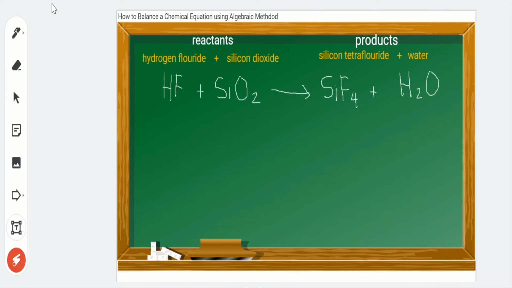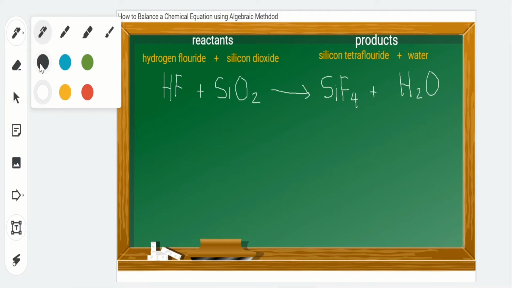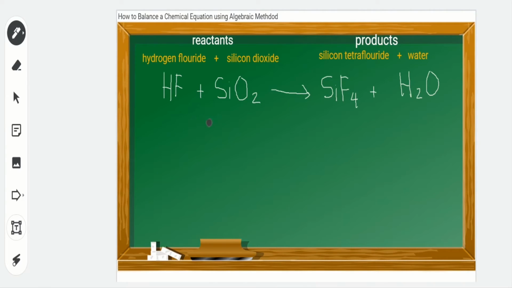Okay, so just like what we did, ililista natin lahat ng mga elements. Unahin natin dito, from left to right, meron tayong hydrogen. And then of course, meron tayong chlorine, meron tayong silicon, and then of course, we have oxygen.